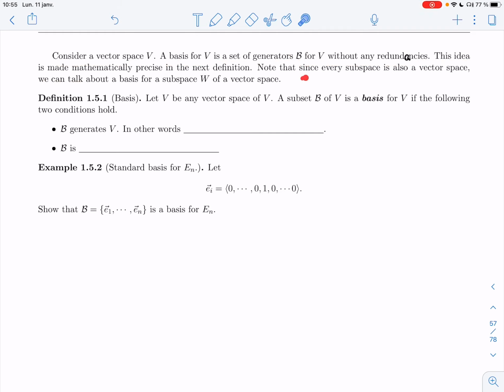Note that since every subspace is also a vector space, we can talk about a basis for a subspace of a vector space. All right, let V be any vector space.